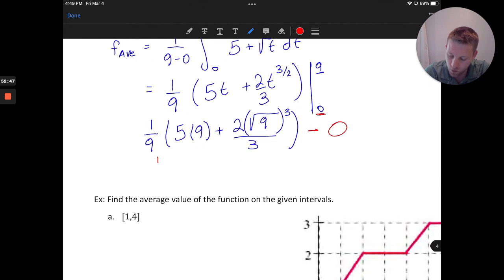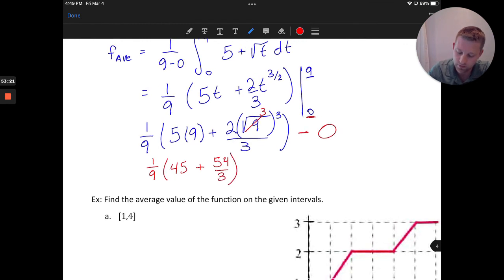Certainly we'll have 1/9 times 5 and 9, which gives us 45. And then we'll have the square root of 9, which gives me just a 3. And so that would be 3 cubed times 2, and then divided by 3. So we'll have plus 3 cubed times 2 as 54 divided by 3, which does go in evenly for us.